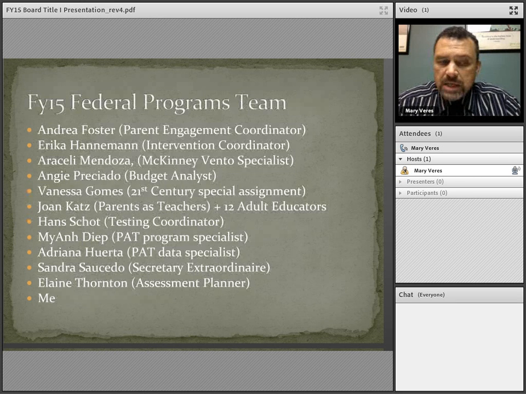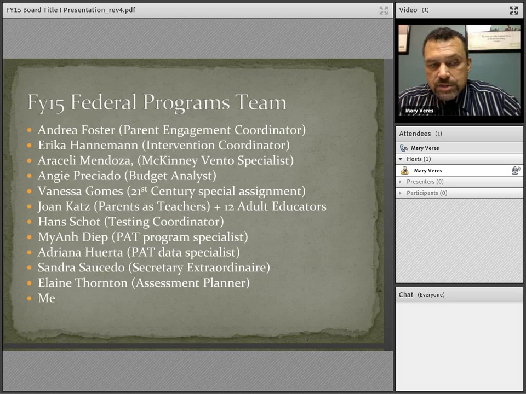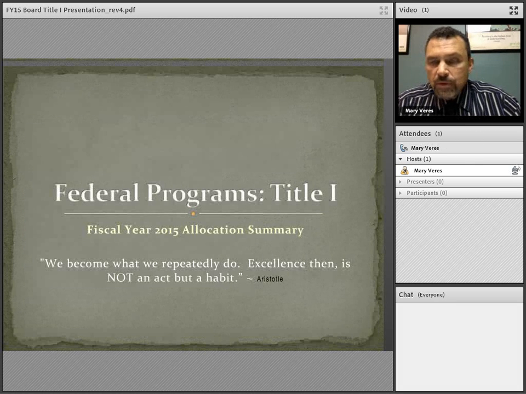And none of that would be possible to manage unless we had an outstanding team. And we certainly do have an outstanding team with Andrea Foster as my right-hand person. And the list, as you can see here, from Erica, Joan Katz as Parents as Teachers, the new member, Vanessa Gomes, who is going to be our 21st Century Specialist, Mian, and everybody in the Parents as Teachers, our wonderful secretarial support with Sandra, Hans Schott, who is also one of the wonderful data and assessment people, and of course me. So thank you very much for this time.